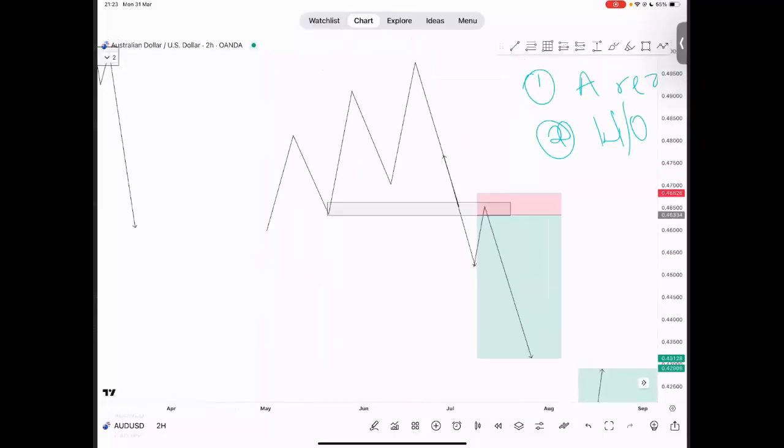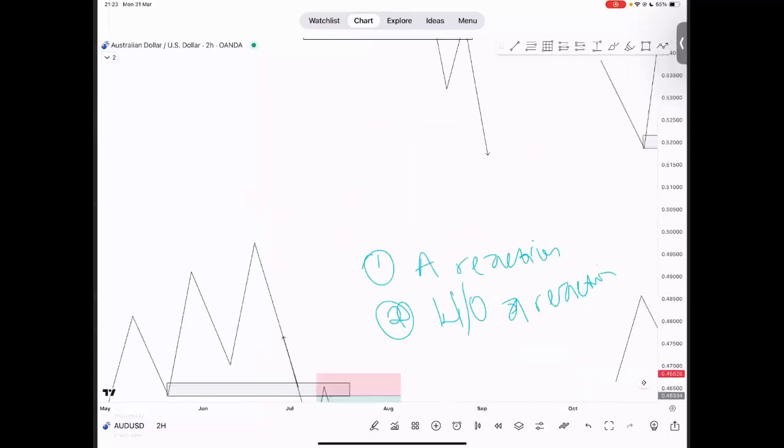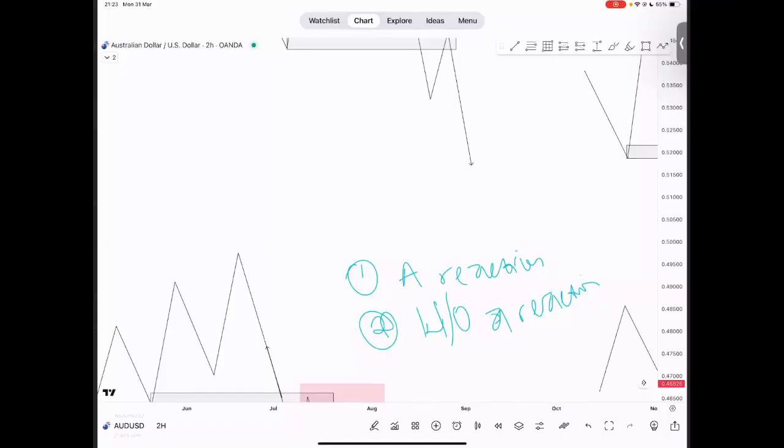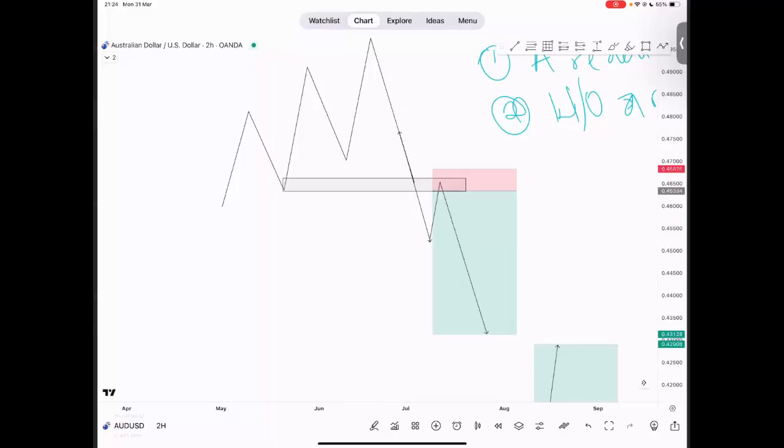You can see the same concept here, the same concept here, right? The one that fails with a significant reaction to it creates a flip zone. So this is the whole idea behind the breaker block.